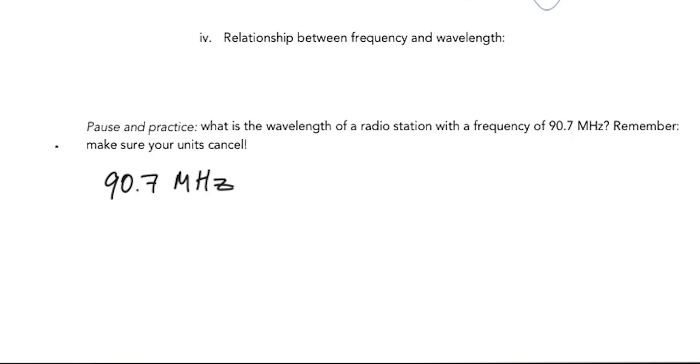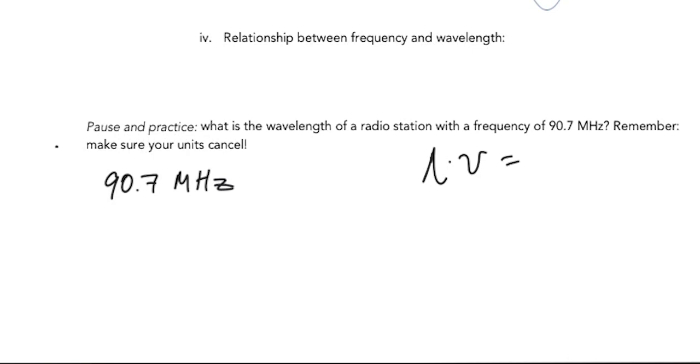Or what is the wavelength of the radio waves associated with this station if it has a frequency of 90.7 megahertz? Pause and give it a try. The first step is rearranging the equation to solve for the wavelength. What we know is that c is equal to 2.998 times 10 to the 8th meters per second. We know that the frequency is 90.7 megahertz.